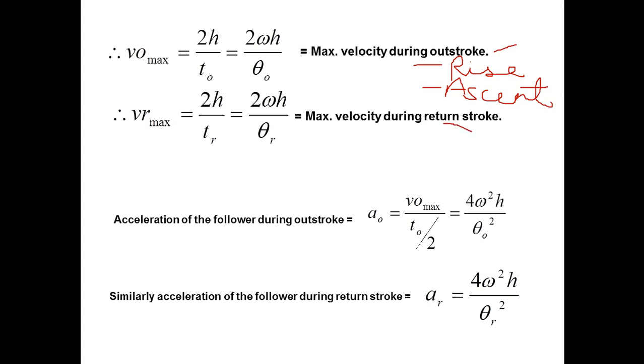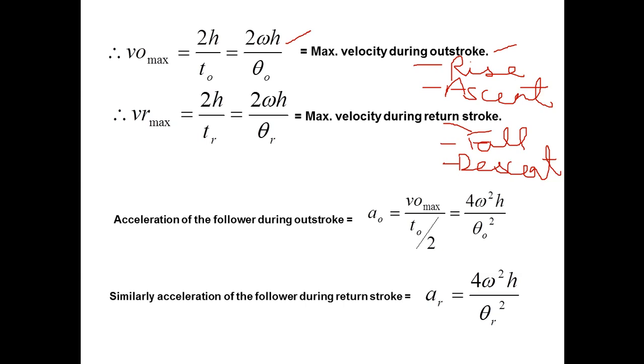Then return stroke, that can be given as fall or descent or return stroke. Anything can be given in the question. So these all are nothing but the same meaning. In that you have to use the formula 2 omega into h divided by theta naught.